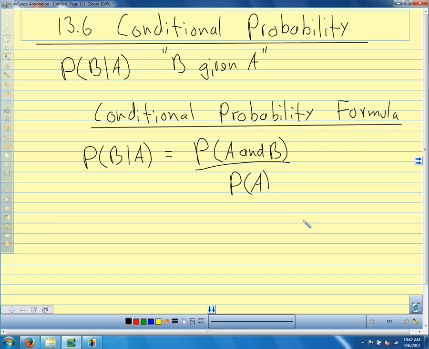So we have two parts here. We have to know or be able to figure out the probability of A and B, and to find an AND probability, what did we do with the parts? Multiply. AND probability was multiply, and then we divide by the probability of A. So notice how the formula works. This is the probability of B given A. We calculate the probability of A and B happening together, divided by the probability of the given part.